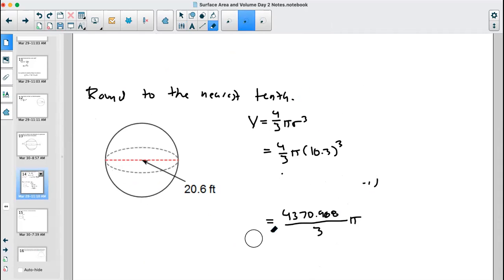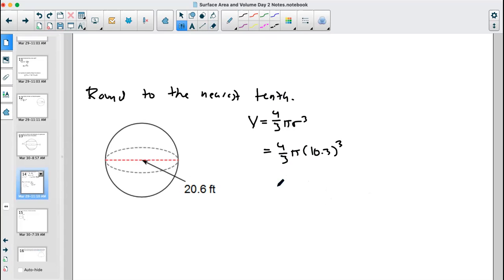Assuming that it said that, which it ought to, you would write your formula out like this. You'd plug in your numbers, then plug all this into your calculator. You type in 4 divided by 3 times 10.3 cubed. That gives you 1456.969, which is 1457 to the nearest tenth. And then it's feet cubed.